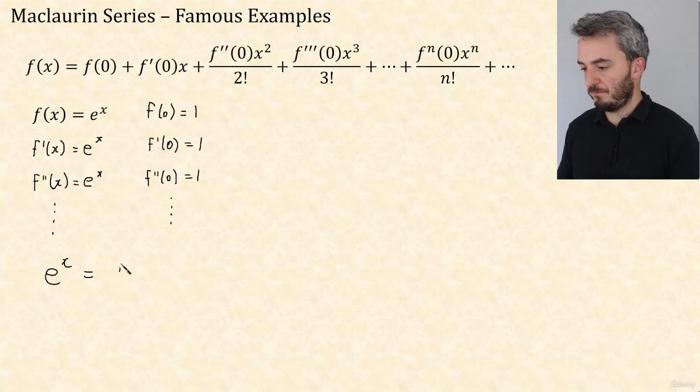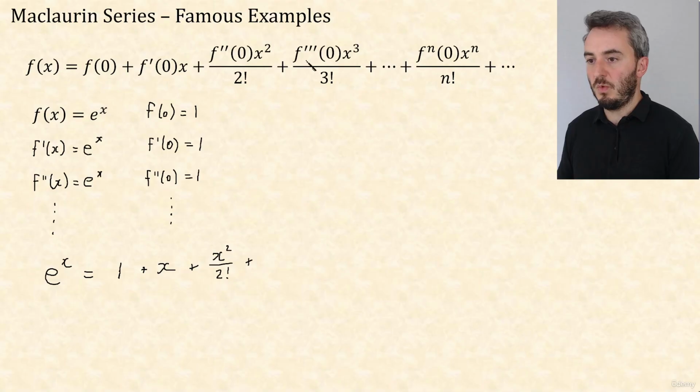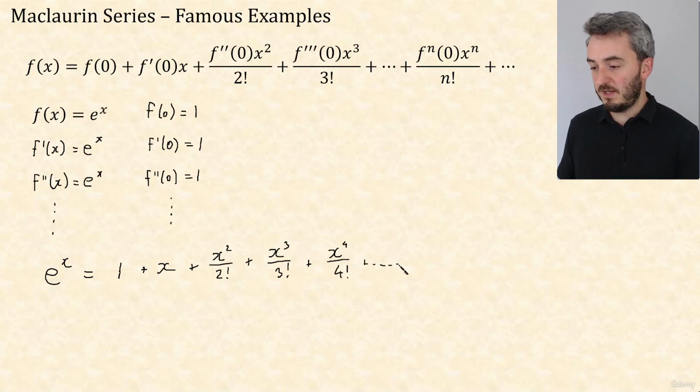F of naught is 1. F dashed of naught is 1, so that's 1x. The second derivative at naught is 1, so it's 1 times x squared over 2, or x squared over 2 factorial, and then it's 1 times x cubed over 3 factorial, and then it's 1 times x to the 4 over 4 factorial. Now, this might even be a result that you've seen before, and it's pretty cool, I think, to be able to see where it comes from now. So that polynomial, if you let it go to infinity, is e to the x.